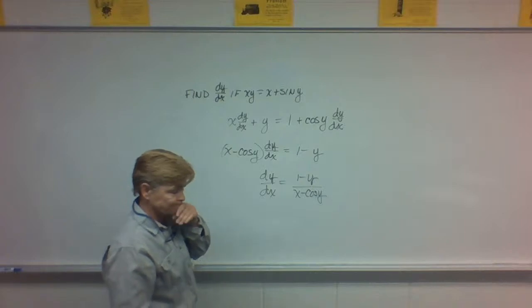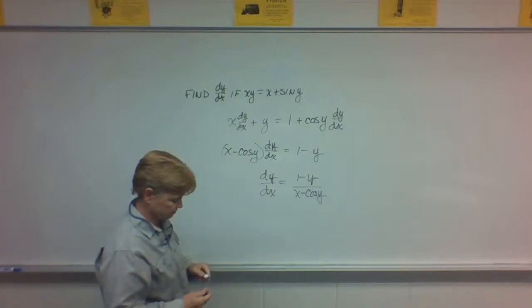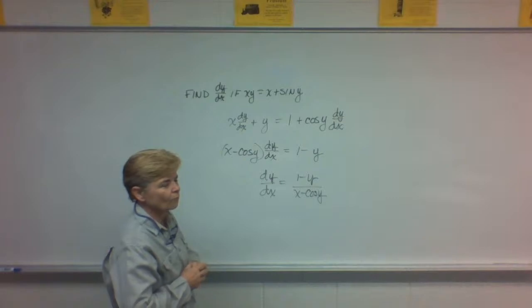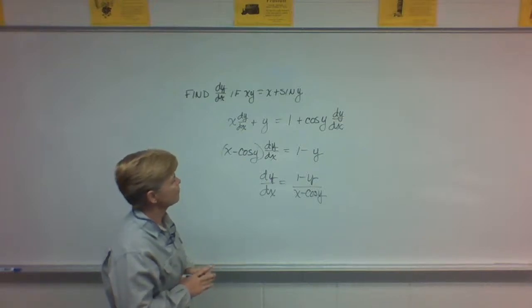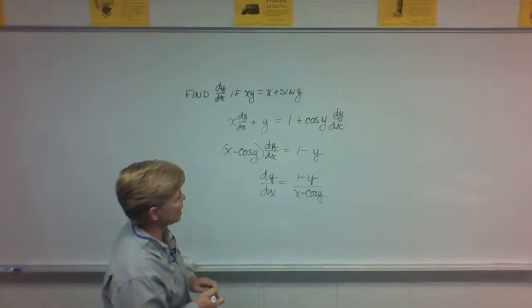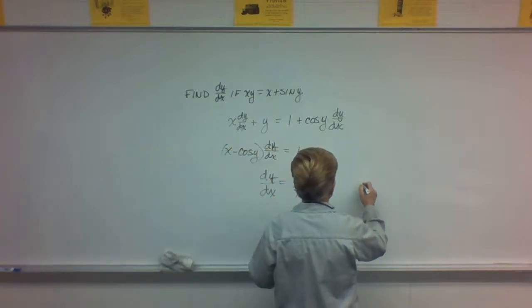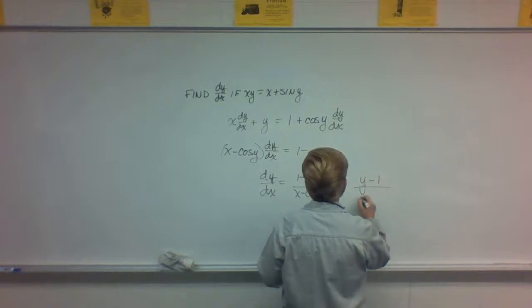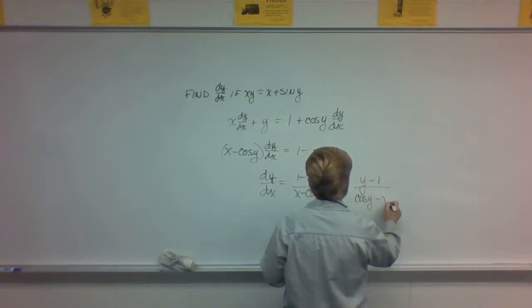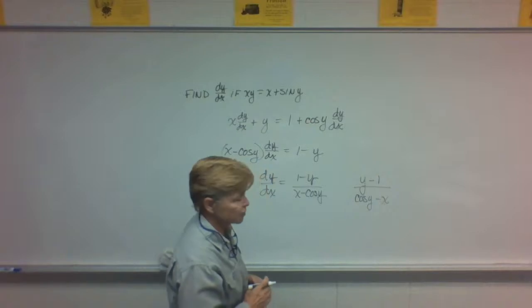Yes. Okay, so when I was doing this, when you subtracted the cosine over, I subtracted the x over. Does that matter? If you did it that way, then this is what you would have for your answer. You would have (y minus 1) over (cosine y minus x), correct? Yep. Are they the same?